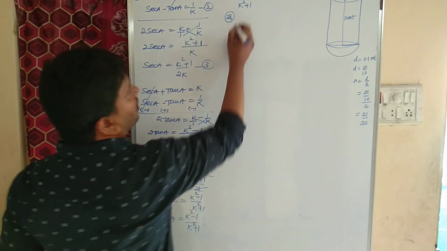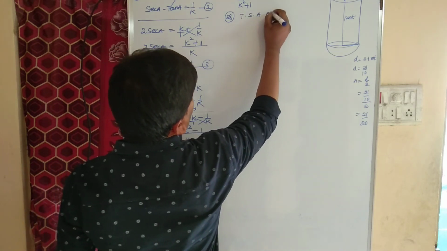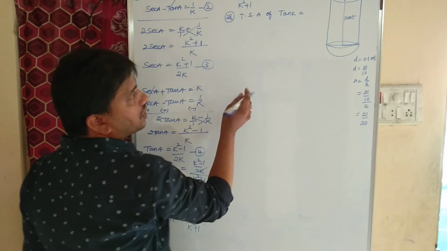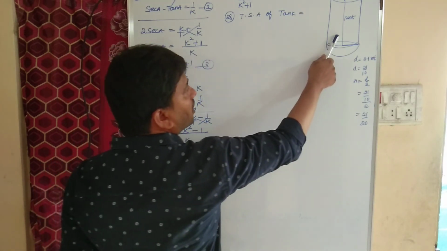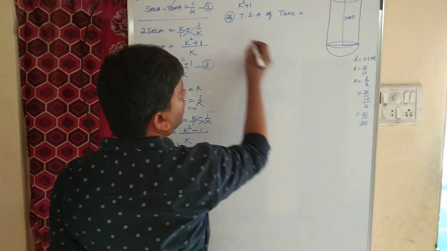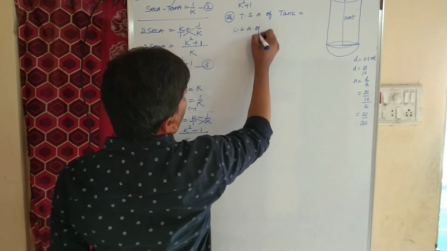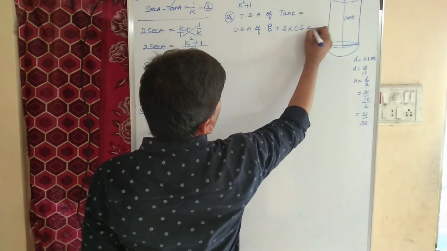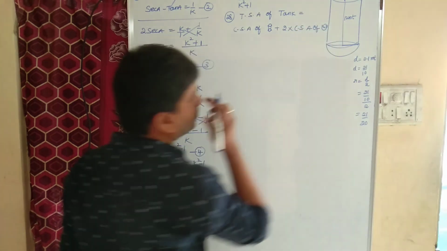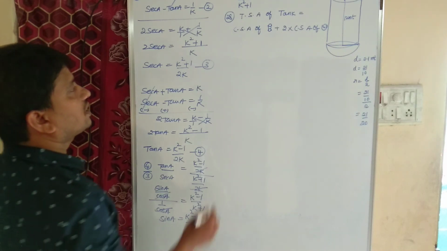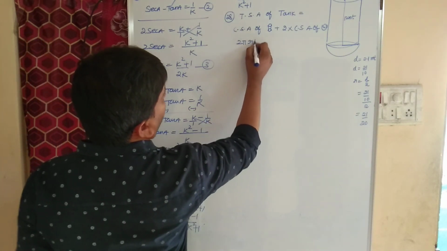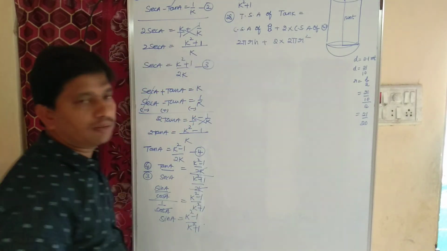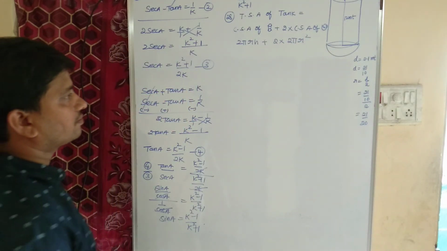What are they asking? They are asking to find the total surface area of the tank. As the tank is a combination of 3 solids: a cylinder and two hemispheres. I mean CSA of cylinder plus 2 into CSA of hemisphere. What is the CSA of cylinder? 2 pi r h. What is the CSA of hemisphere? That is 2 pi r square.